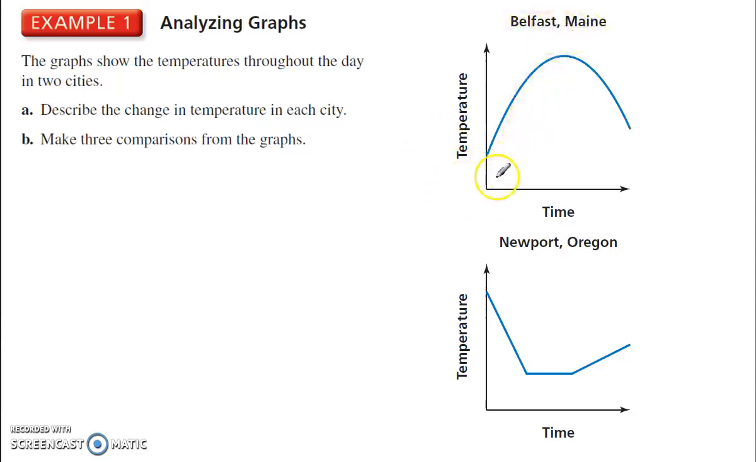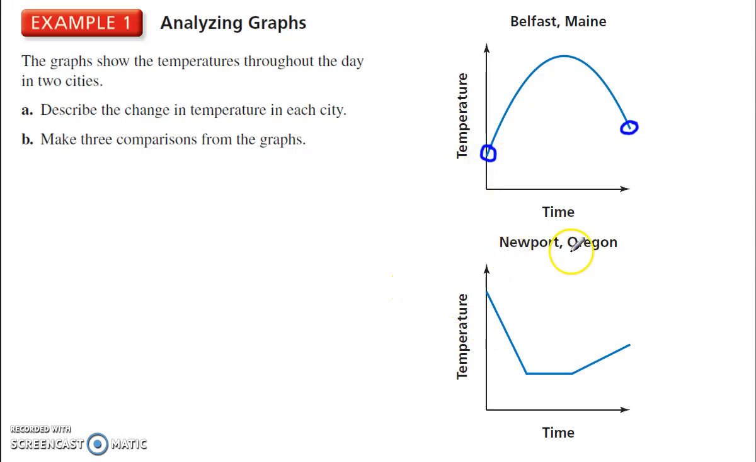All right, in Belfast, Maine, the temperature does not start out as 0. Okay, it starts out fairly cold down here, and then it increases. And the increase slows down. It increases at a slower rate until about midday when it reaches its hottest temperature, and then it decreases faster and faster. Now the end point, notice, is higher than the beginning.